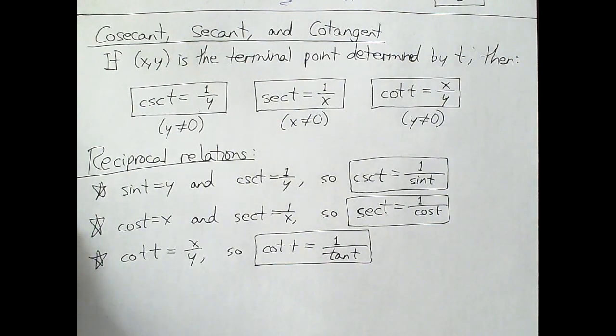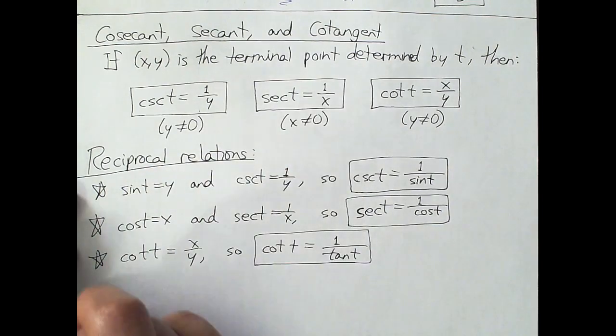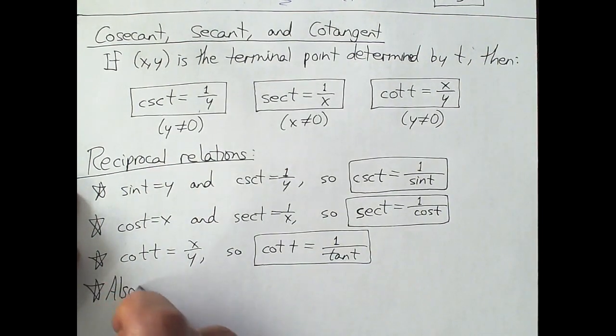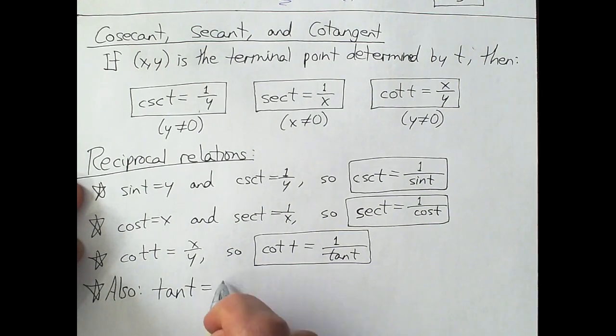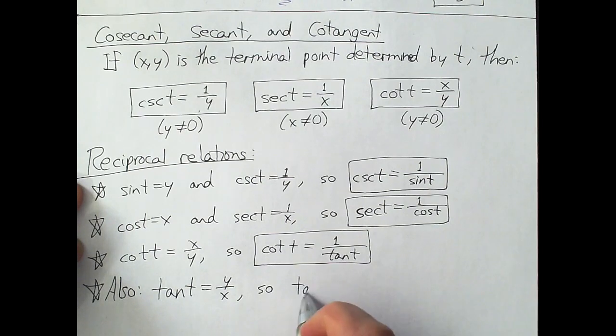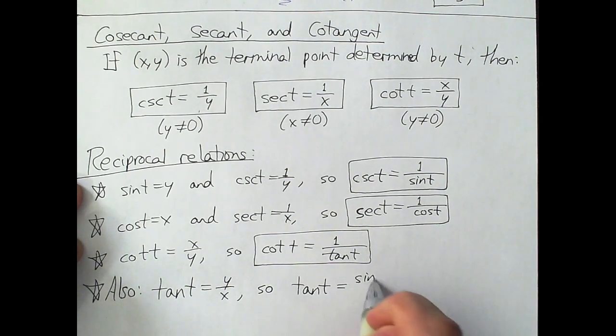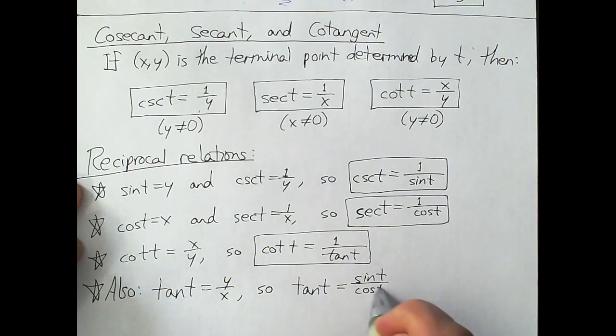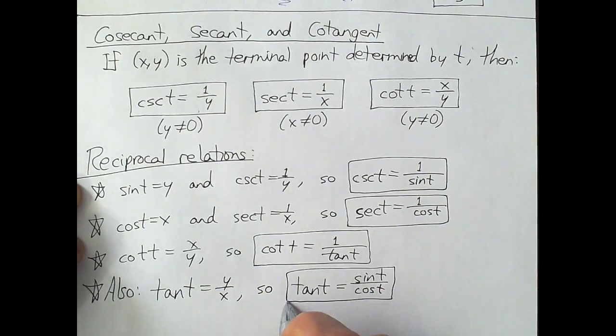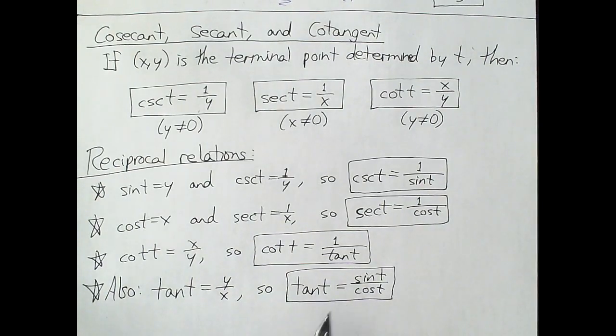I've got one more thing here under this heading of reciprocal relations also. This is something we could have actually said earlier, but we didn't say it till now. Tangent of t is y over x, so that means tangent of t is sine of t over cosine of t. That's pretty cool. That means that the first three trig functions that we talked about are related to each other in this way.